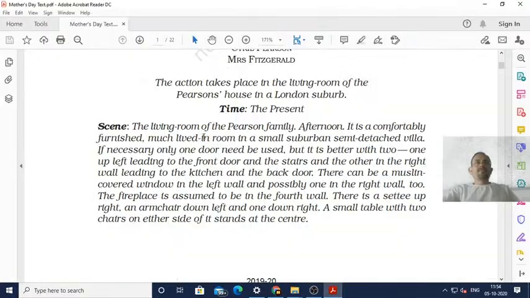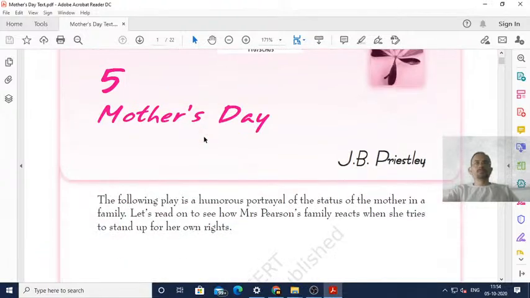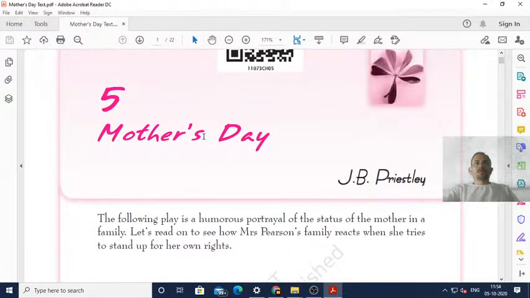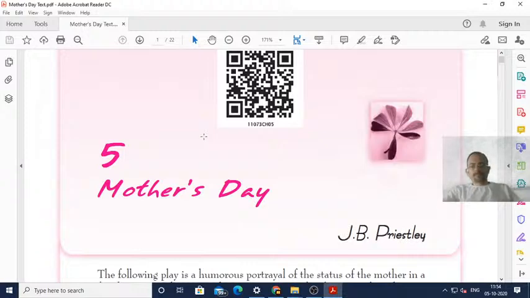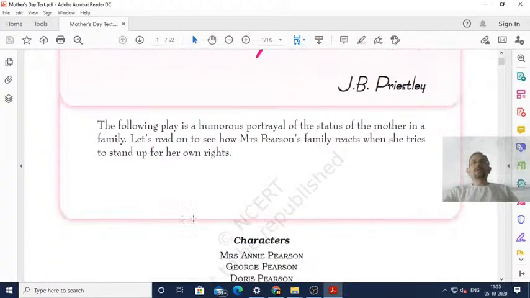Now let's begin. Dear students, as you can see on the screen, the name of the play is Mother's Day, written by J.B. Priestley. So let us first know what this story is all about. The following play is a humorous portrayal of the status of the mother in a family. Let us read on to see how Mrs. Pearson's family reacts when she tries to stand up for her own rights.